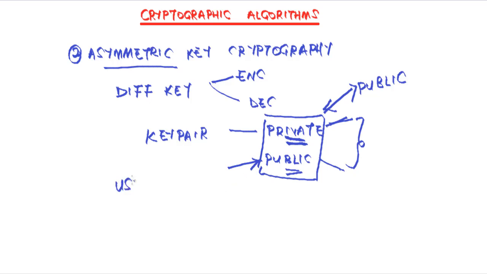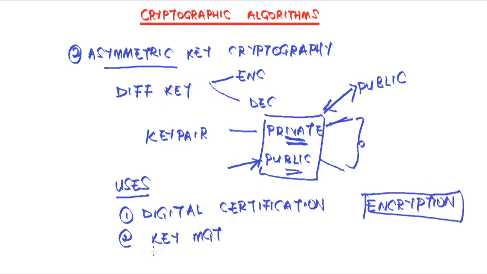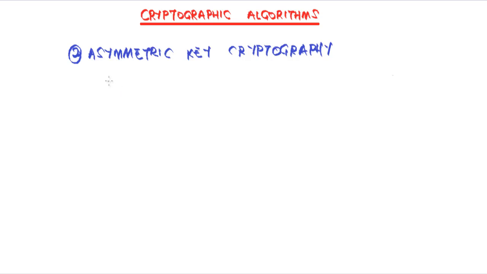Now the main uses of asymmetric key cryptography are in digital certification and key management. Theoretically, it can also be used for encryption, but it's going to be very, very slow. So what we usually do is use asymmetric keys for key management, and then use symmetric keys for encryption. Now let's look at some services that asymmetric key cryptography provides.